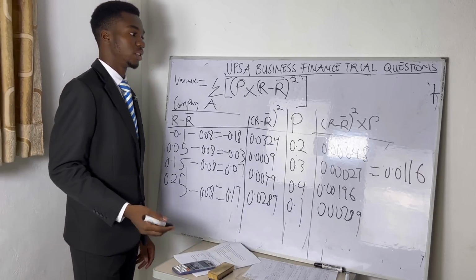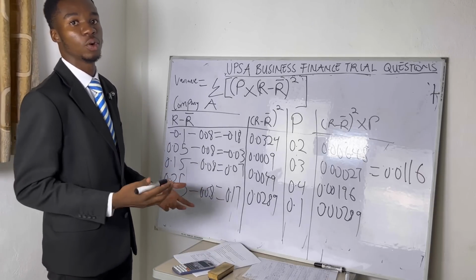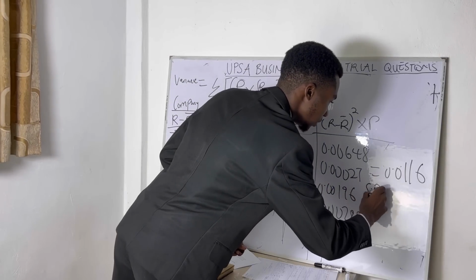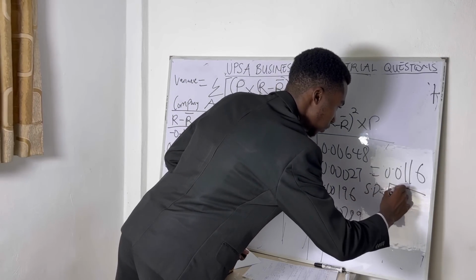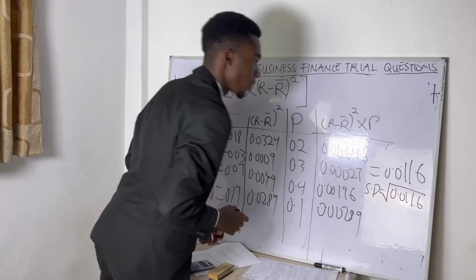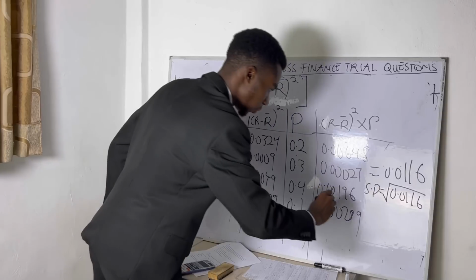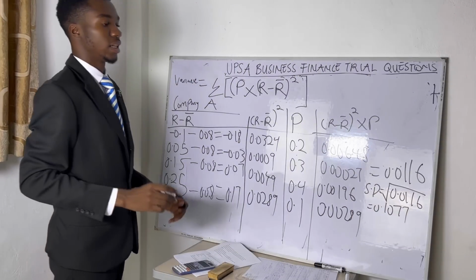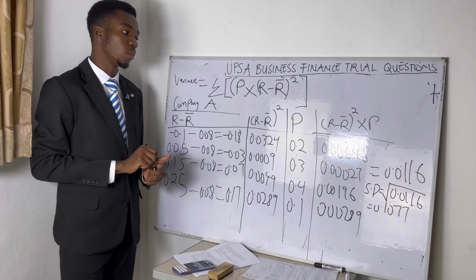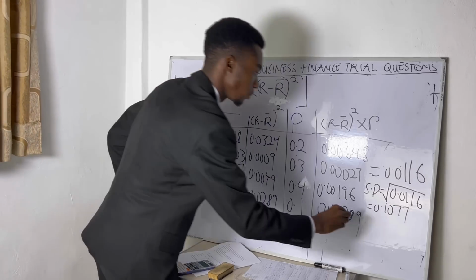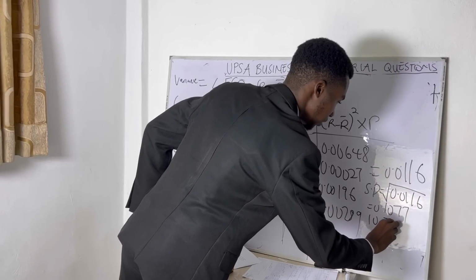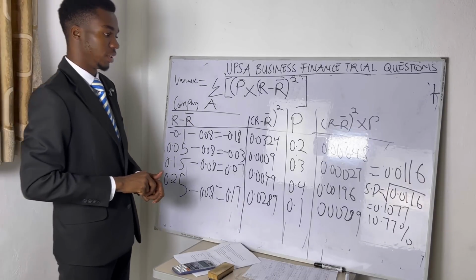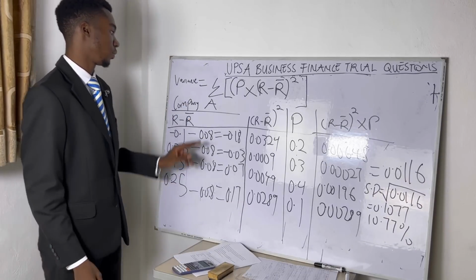To get the standard deviation, you know the standard deviation is always the square root of the variance. So the standard deviation is equal to the square root of 0.0116. When you do that, you are supposed to get 0.1077. And the standard deviation is always measured in percentage, so you multiply it by 100 and you get 10.77%. So that's our standard deviation for company A.